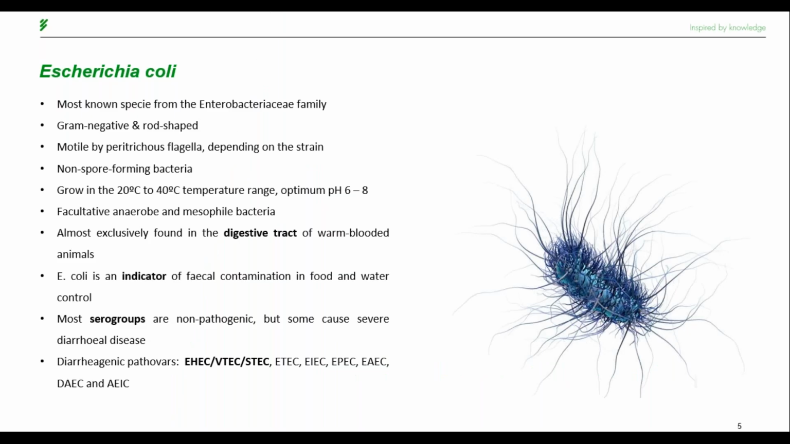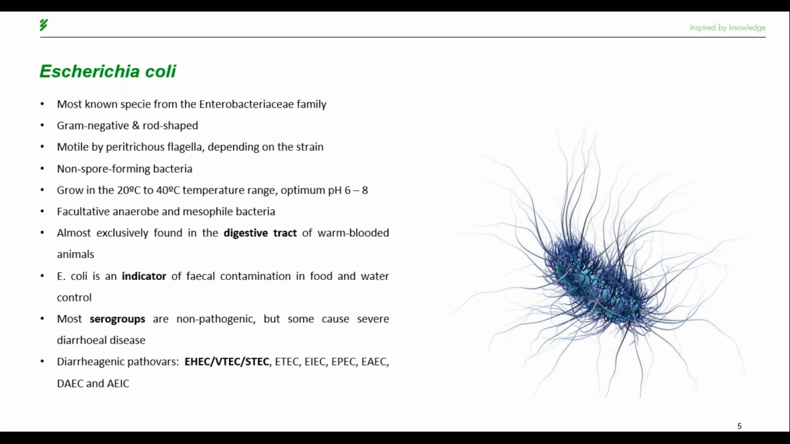So E. coli are typically gram-negative and rod-shaped bacteria with rounded ends. They are also non-spore forming and are usually motile through the action of peritrichous flagella, which refers to flagella projecting in all directions, such as in the image shown here.